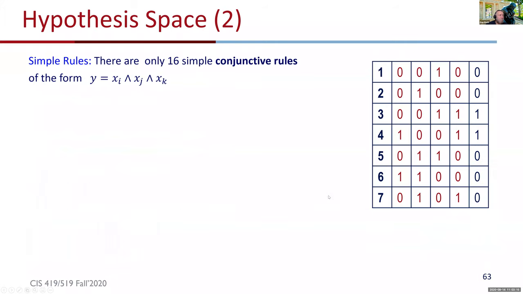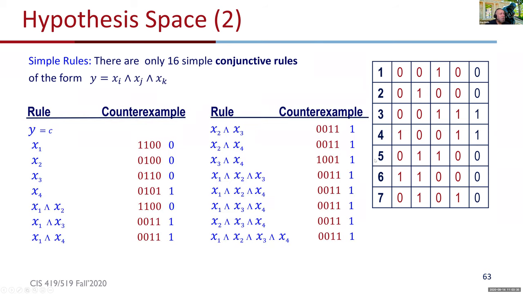So let's take an example. Let's assume I tell you, only consider functions that are simple conjunctions like this. Y must be a conjunction of some variables, X1 and X3 and X4 or something like that. I'm putting here again the examples that I showed you, and I'm giving you here a list of all these conjunctions. So there are conjunctions of size one, just X1, X2, X3, X4, conjunctions of size two, conjunctions of size three, and one conjunction of size four.